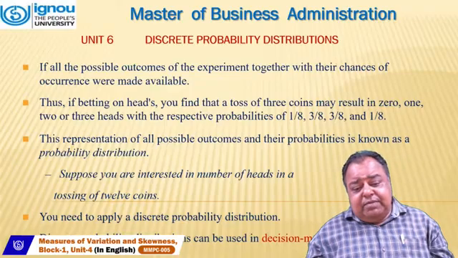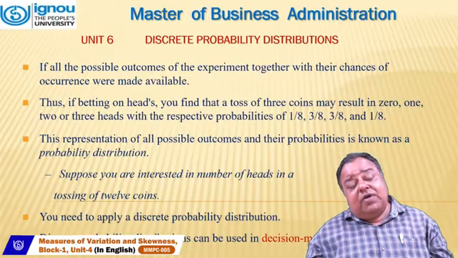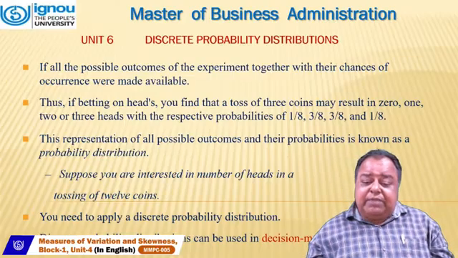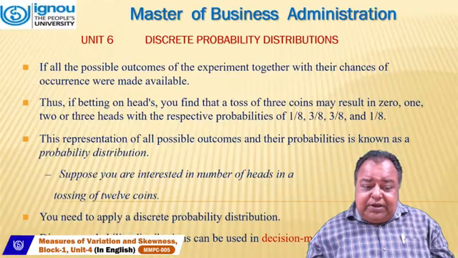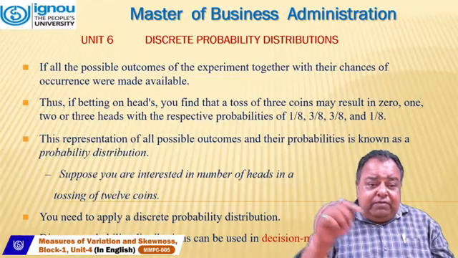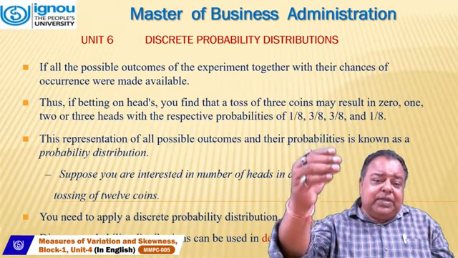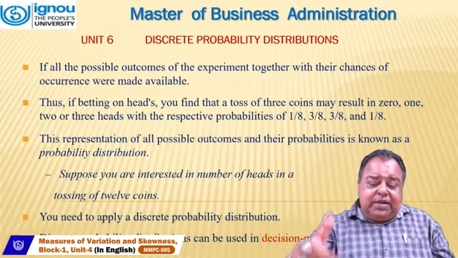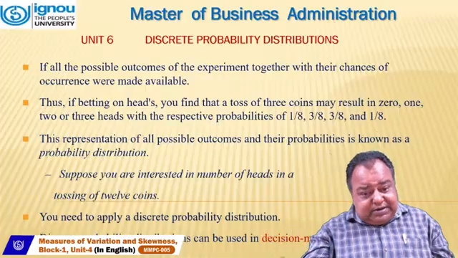Suppose you are interested in the number of heads in a toss of 12 coins. You need to apply a discrete probability distribution. Discrete probability distribution can be used in decision making. If you remember, the last unit is related to decision.